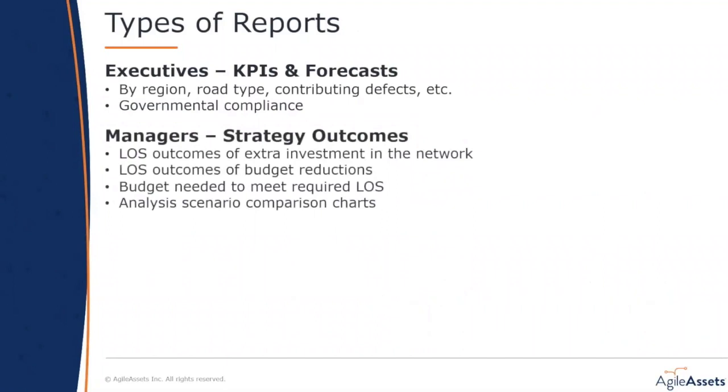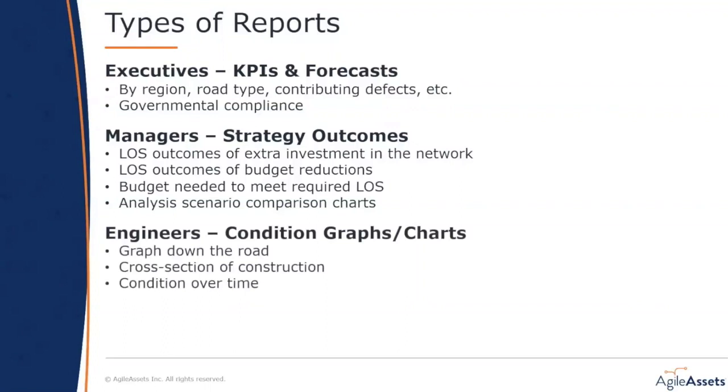These can include level of service or LOS outcomes of an extra investment in the network. So if I put X amount of dollars in, how much return on investment am I going to get? And on the flip side, if I reduce my budget, how is that going to affect the condition of my network? Or you can have a target level of service and analyze and find out how much money it'll take to get to that point. Then of course, taking all of those together, compare scenarios one-to-one to drive a better decision-making.